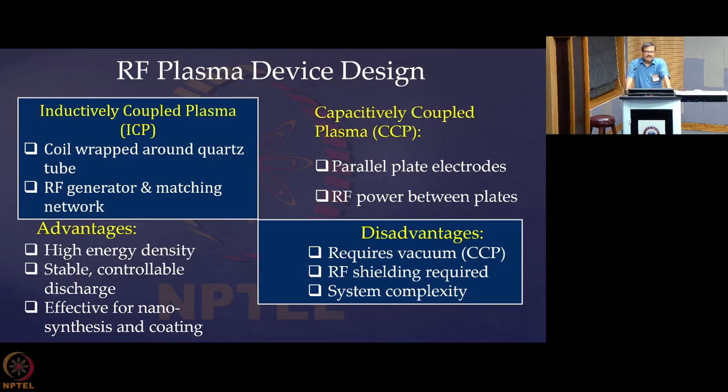So the disadvantage of this kind of RF device, the CCP devices, is that they require vacuum, and RF requires shielding, because this RF can propagate. For example, if you are operating an RF device in this room, some 2-3 rooms away the effect can also be seen. And usually the RF systems are not as simple as the arc systems, they are a bit complex.